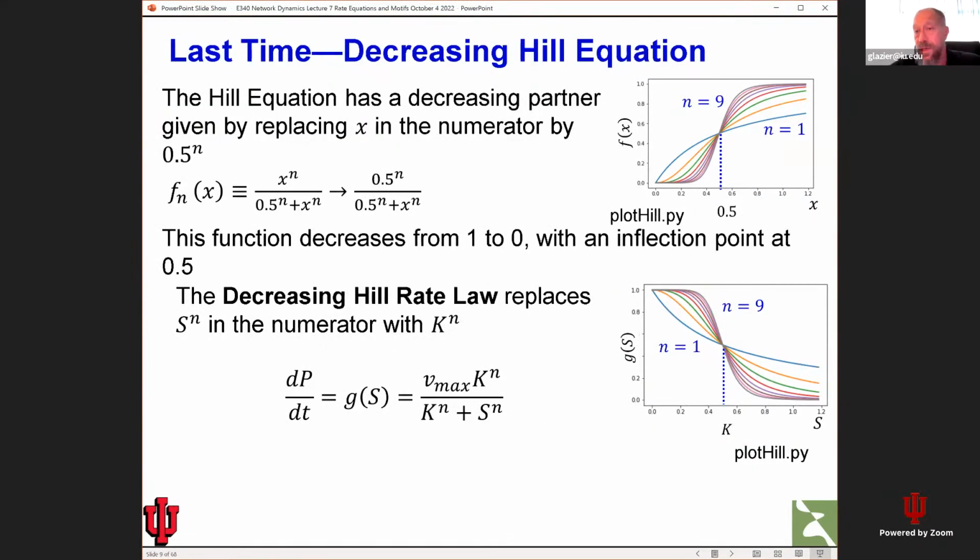In both the Michaelis case and the Hill case, if we take the numerator and replace the concentration of our chemical species by our k, we get a decreasing function. It's the counterpart of the increasing function. And so we automatically, when we write these functions, have an increasing Michaelis function, decreasing Michaelis function, increasing Hill function, decreasing Hill function.